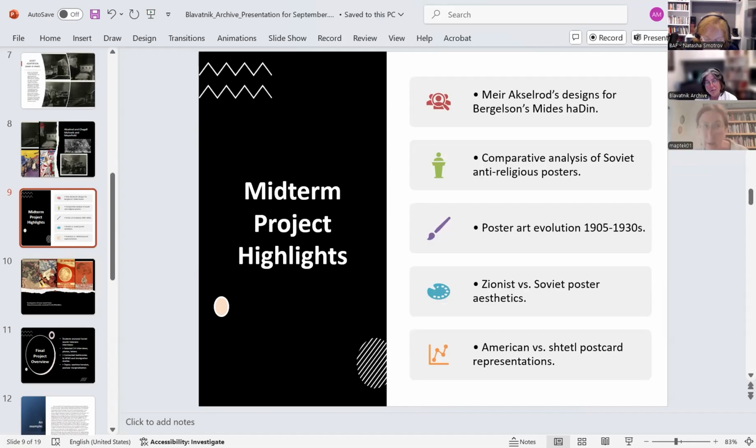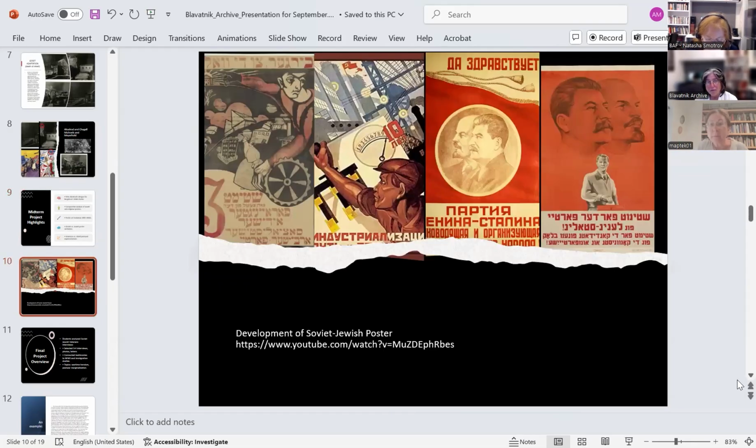The student went through the collection of Soviet posters and found Zionist posters online at the same time and compared them. And also, because in that year we spoke about Fiddler on the Roof, some students looked through the collection of postcards and spoke about American versus Soviet shtetl representation. That was really, really interesting. And this is actually what I like very much. And if I might show it, this is what a student used from the collection of posters.